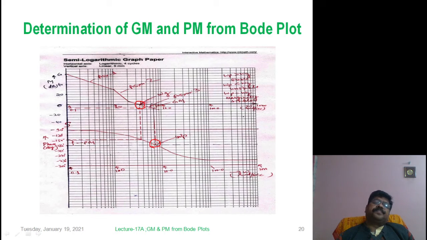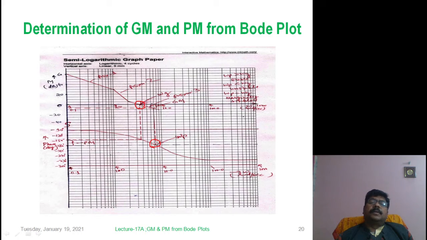From the phase crossover frequency, a line parallel to the y-axis is drawn up to the magnitude plot, where it meets it, and from that point we draw a line parallel to the frequency axis.